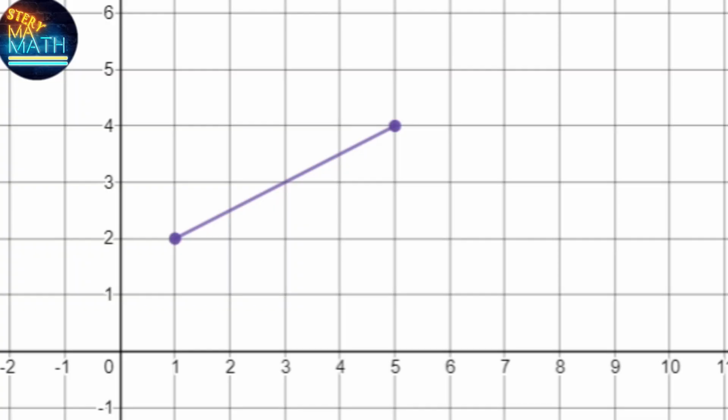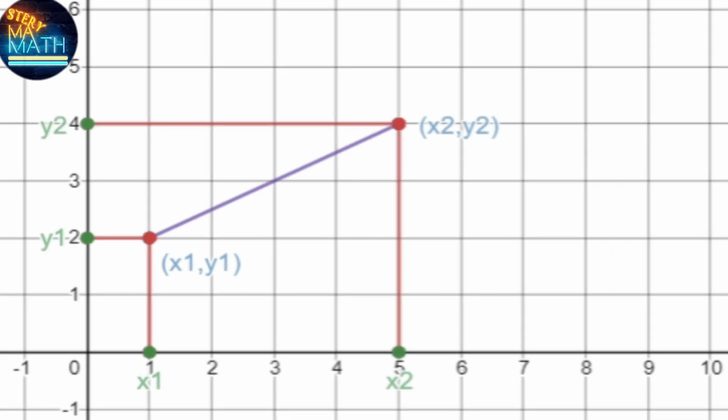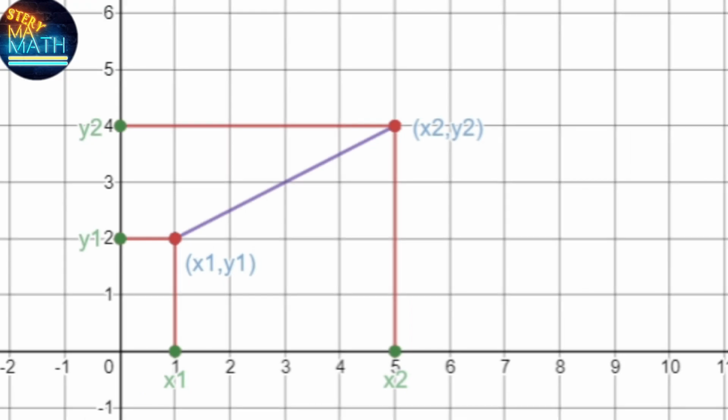Now we have the line segment, and the first point is x1, y1. So the x coordinate is x1 and y coordinate is y1. And the second point is x2, y2. So the x coordinate is x2 and y coordinate is y2. And let's suppose that the midpoint is x, y. So the x coordinate is x and y coordinate is y.